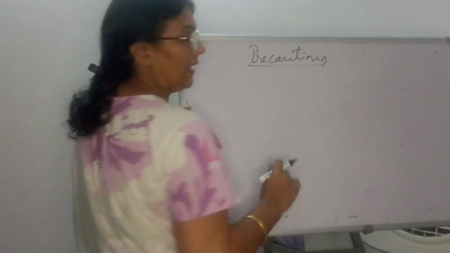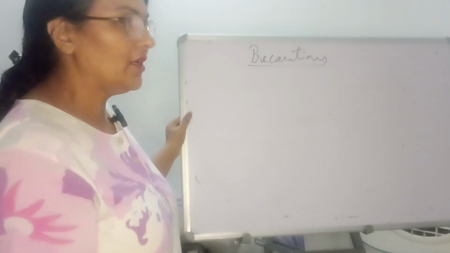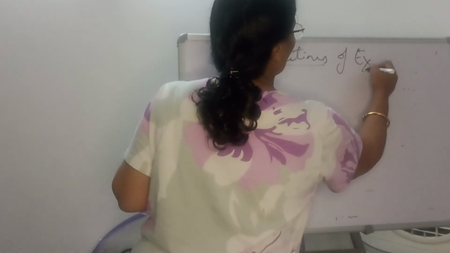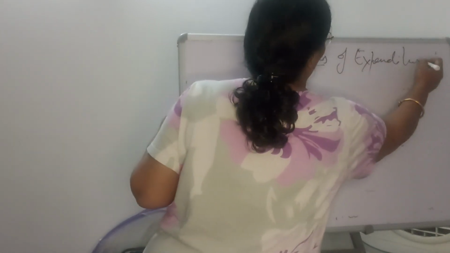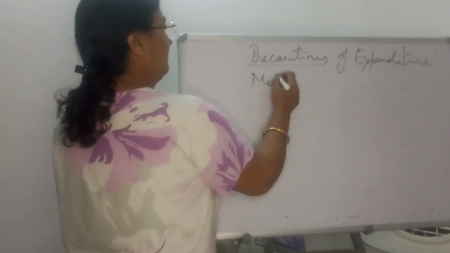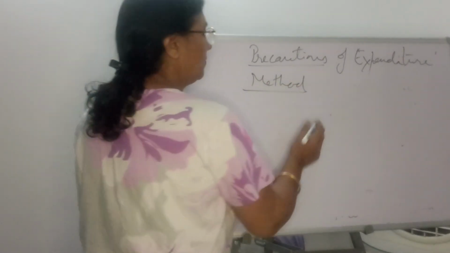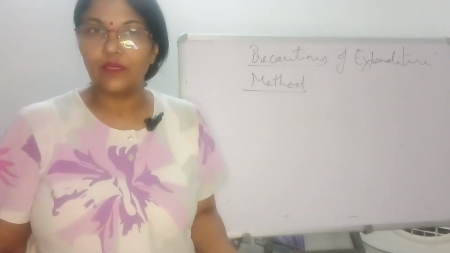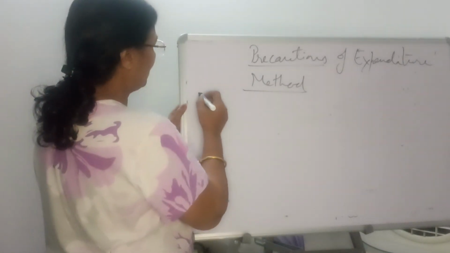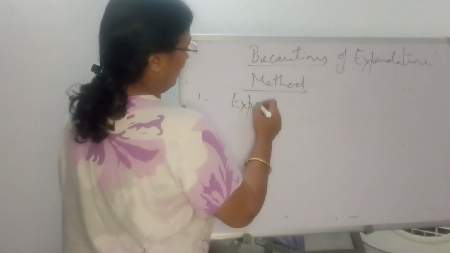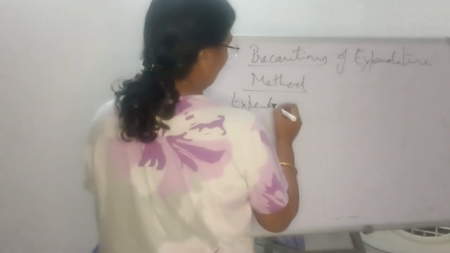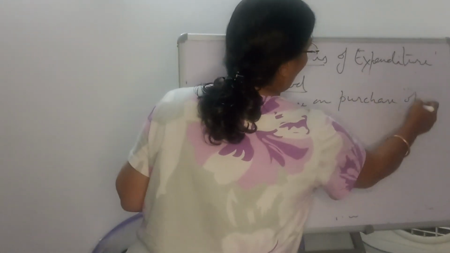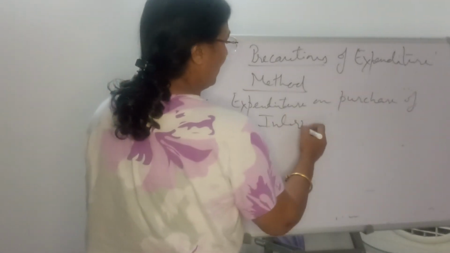Precautions while calculating any aggregate of national income by the expenditure method. As I explained to you, intermediate goods should never be added. In the value of output method, I explained the value of intermediate goods. Here what you have to change: the expenditure on purchase of intermediate goods should never be added.